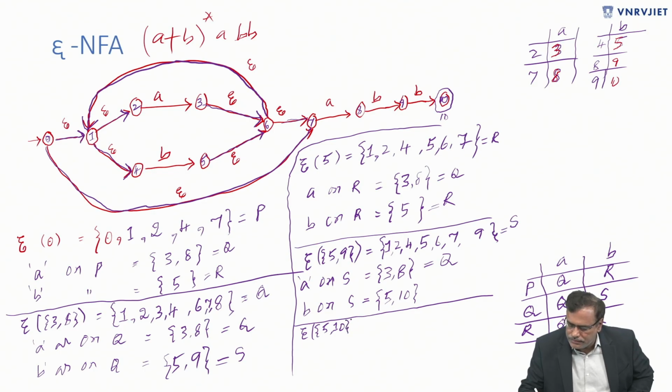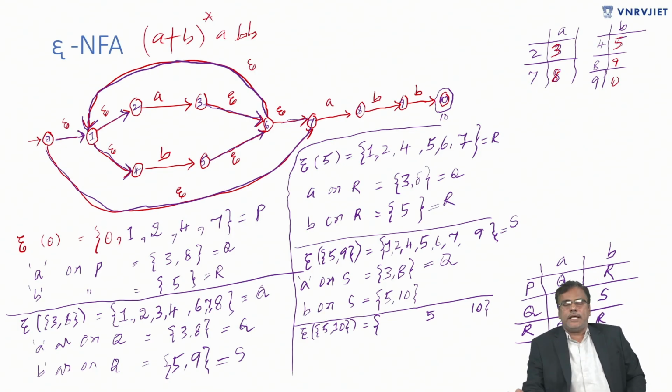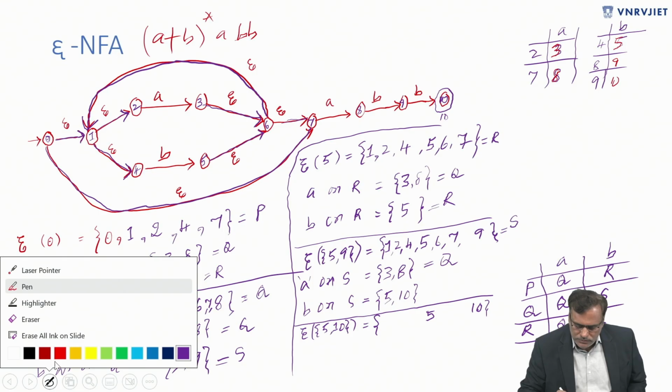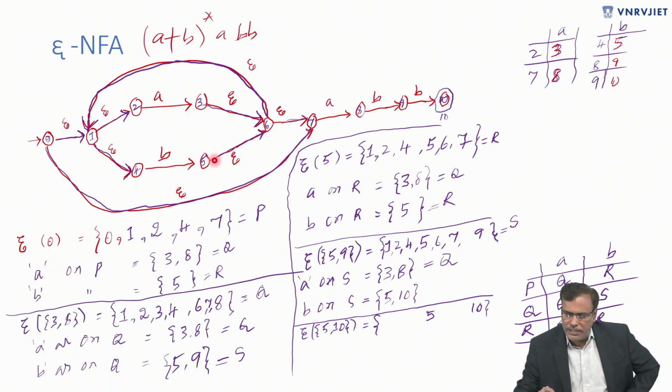I think you are clear. So epsilon closure of 5, 10 means what? 5 and 10 are added at first. Let me write 10 at the end; you have only 10 states. From 5, what are the states that can be reached only on epsilon transition? I have referred to this many times already: 6, 7, 1, 2, 4. Therefore, they must be added.